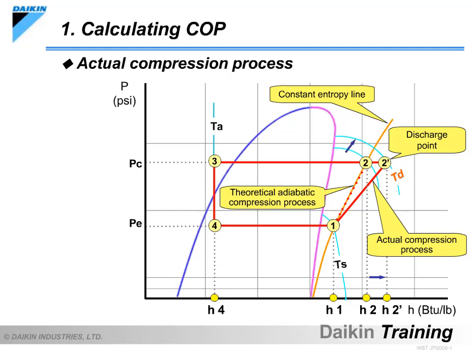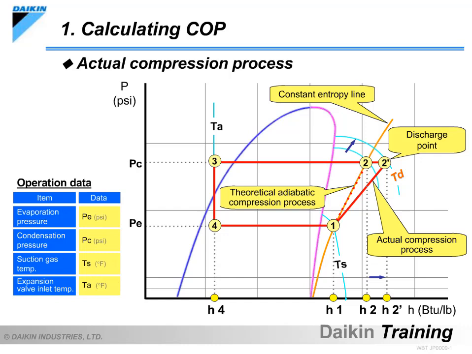In addition to the 4 pieces of operation data, one other piece of operation data in the form of the compressor discharge temperature is required in order to depict the actual refrigeration cycle on the pH chart. Using these 5 pieces of data, we can depict the actual refrigeration cycle as shown on the slide.